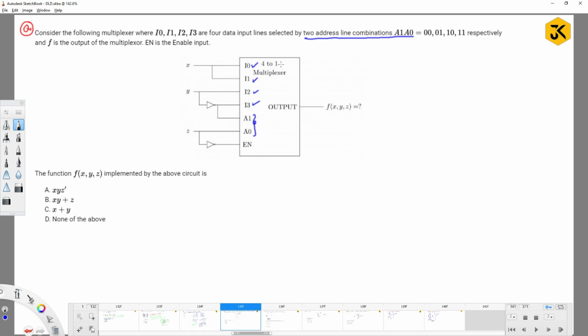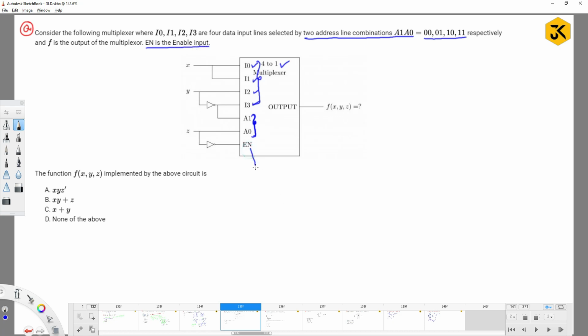When I am saying that it is a 4 to 1 multiplexer, you are going to have 4 input lines and 2 select lines, right? Those 2 select lines' inputs they have given as 0 0, 0 1, 1 0, 1 1 respectively, and F is the output of the multiplexer and En is the enable input. Guys, you know the meaning, right?